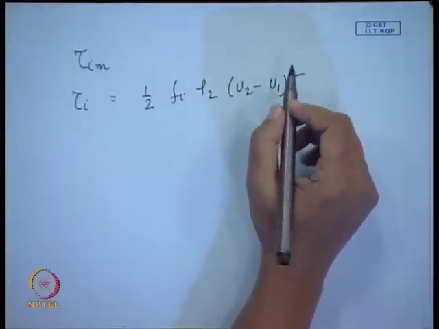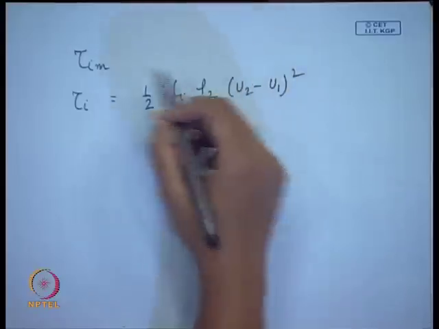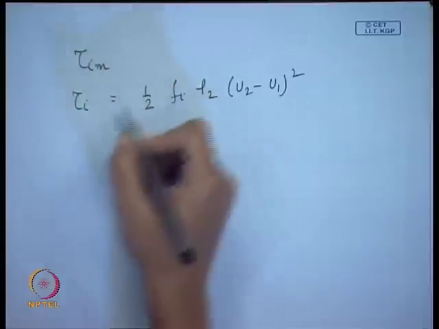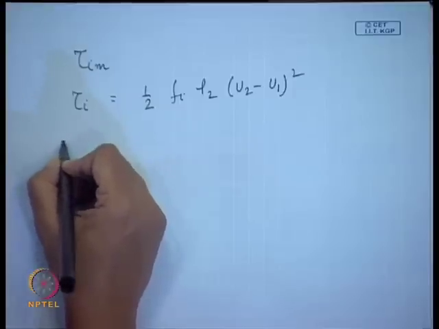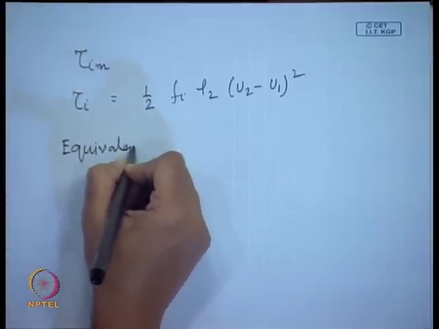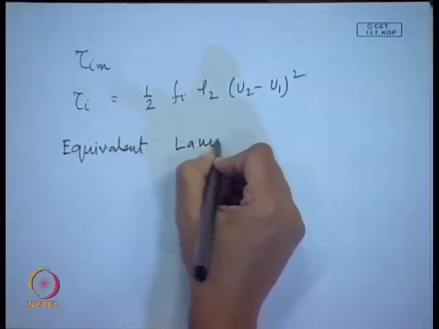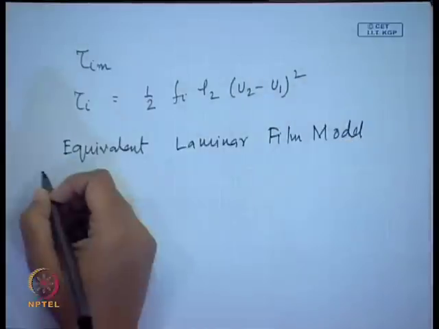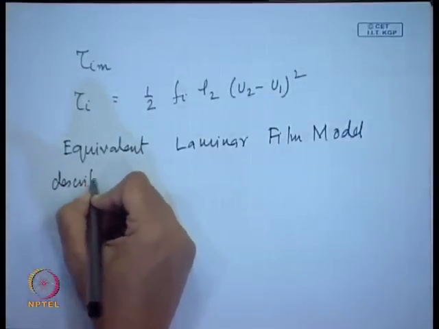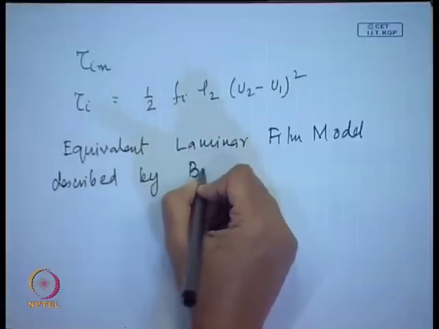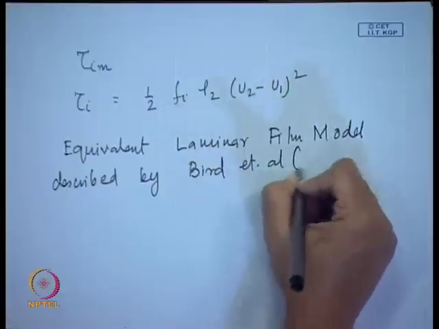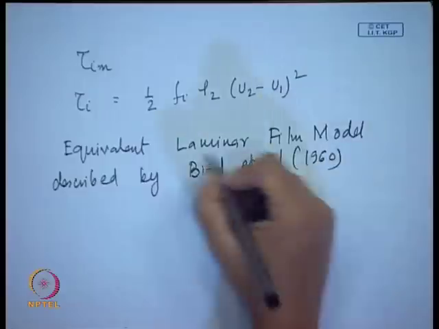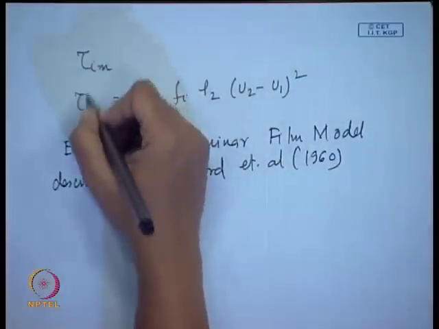Let me tell you, first, there is one thing which I would like to tell you, that is, in order to express tau I m in terms of tau I, we have assumed the equivalent laminar film model. So, this particular equivalent laminar film model has been assumed, and on the basis of this model we have tried to express tau I m in terms of tau I.